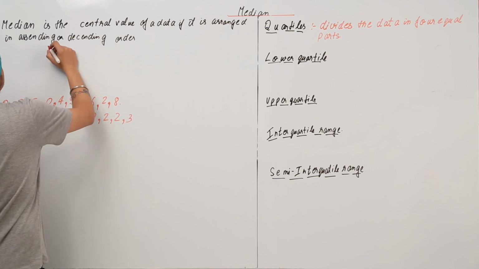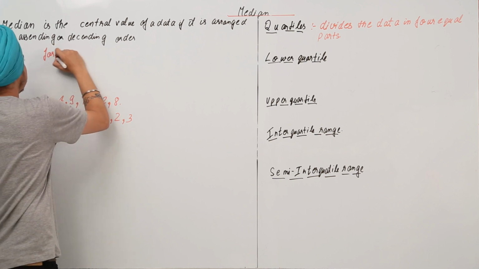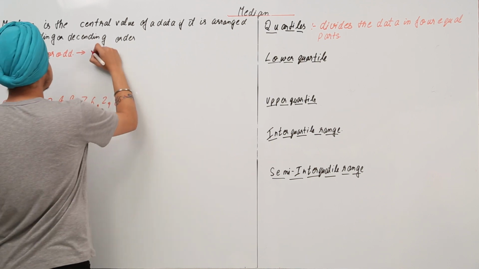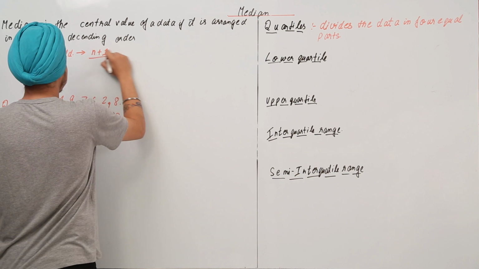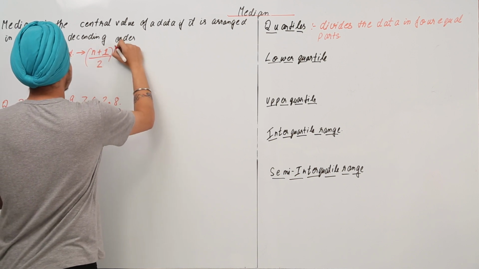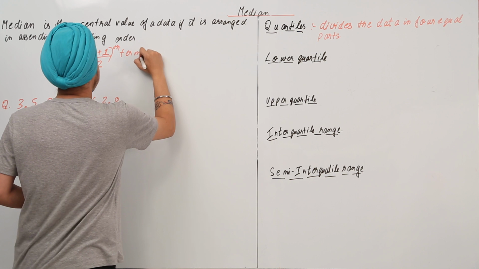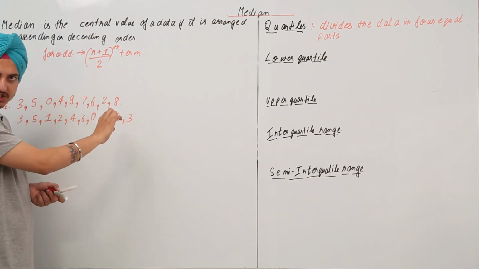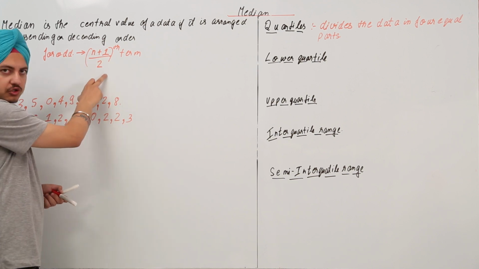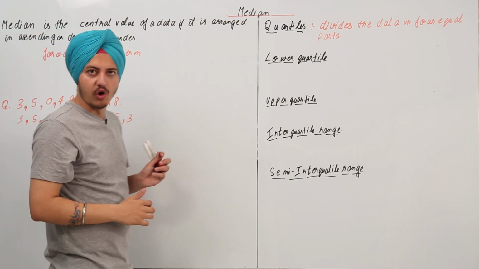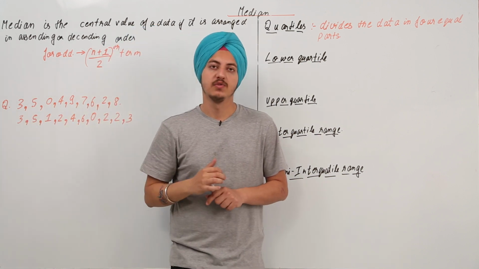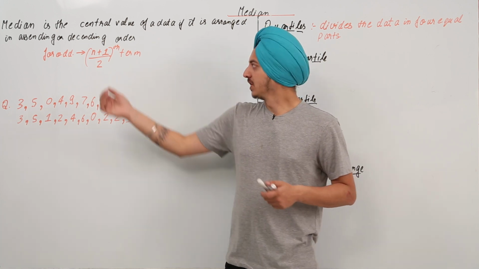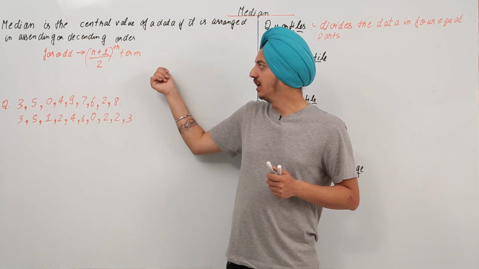What are the formulas? For odd, it is (n plus 1) by 2, the (n plus 1) by 2th term. Here n is the total number of observations. So if the total number of observations is odd, in this case the total number of observations is 9. So n plus 1 is 10, 10 divided by 2 is 5. So the fifth term would be the median.